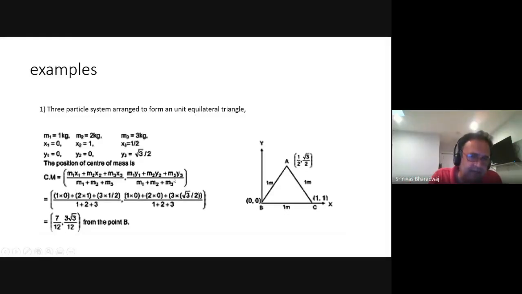Look at how he does the calculation. Then he calculates and says it is at somewhere here, at 7 by 12, 3 root 3 by 12. Okay. So this is if the three particles form a unit equilateral triangle. So unit equilateral triangle means what? Every side is 1. All the angles are 60 degrees. Therefore, from that he computes the point B, the point C, and the point A. Okay. So sigma x dm by m.